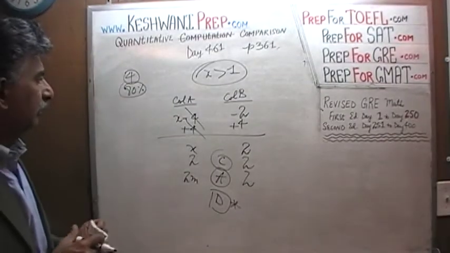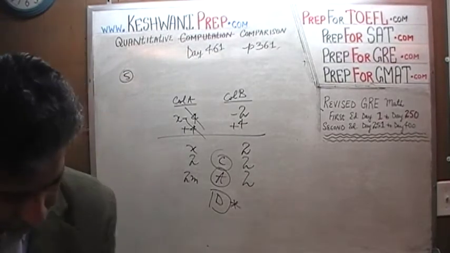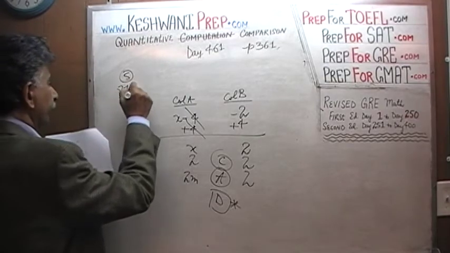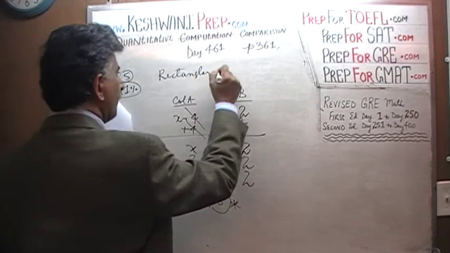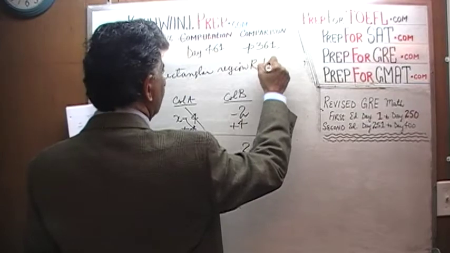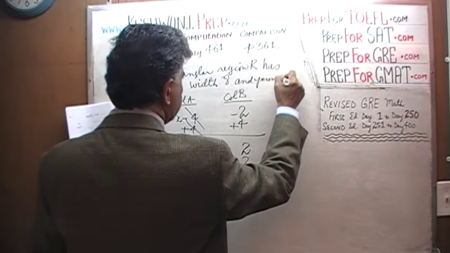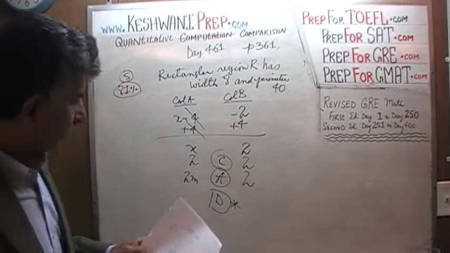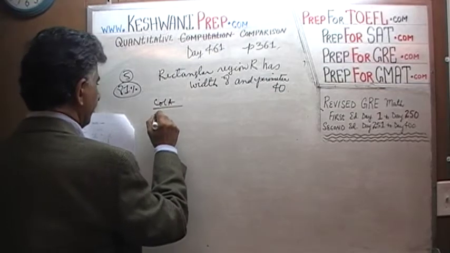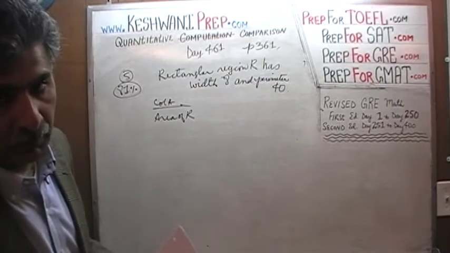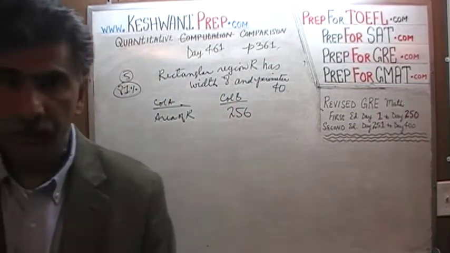Question number 5. When it appeared in the exam, 81% of people had no trouble with it. We have a rectangular region R, which we are told has width 8 and perimeter 40. What we are being asked to compare, in column A, is the area of the rectangular region R versus column B, 256. Let's see what we can do here.